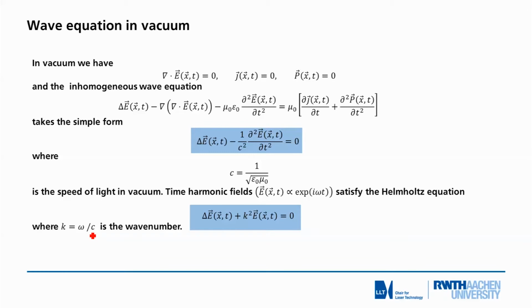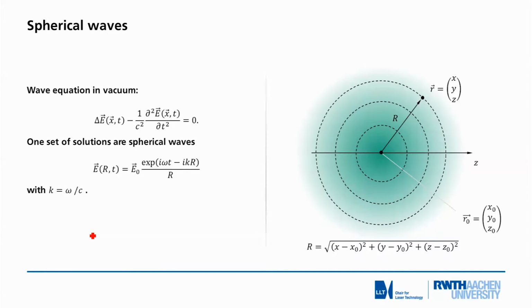Another example are spherical waves, and if we put in a solution which is proportional to a radius, then we get a simple equation as a solution for the spherical waves. Again, you see the time-dependent part of the solution with exponential i omega t, and the spatial part simply is e to the i k r, where r is the radius of the electromagnetic wave.